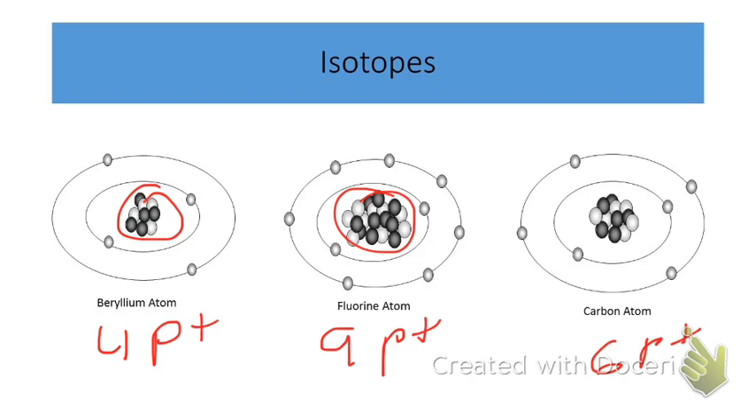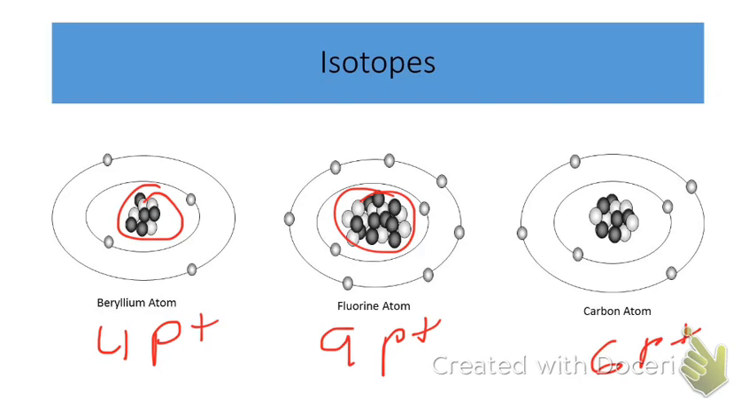So carbon, no matter what, will always have 6 protons, or it can't be a carbon atom. Fluorine must have 9 protons, or it cannot be a fluorine atom. And beryllium must have 4 protons in order for it to be beryllium. Now the number of electrons could change. The number of neutrons could change. But as long as the proton number stays the same, it is that particular atom.